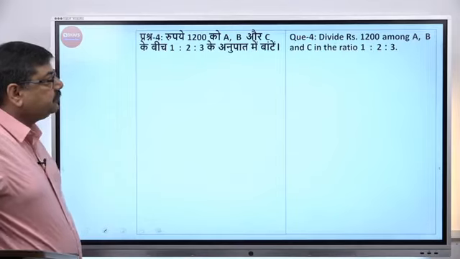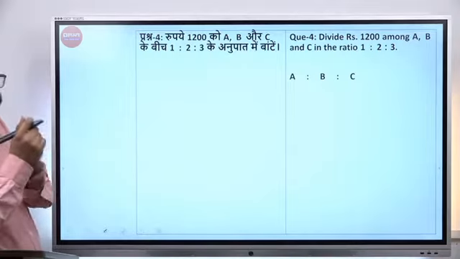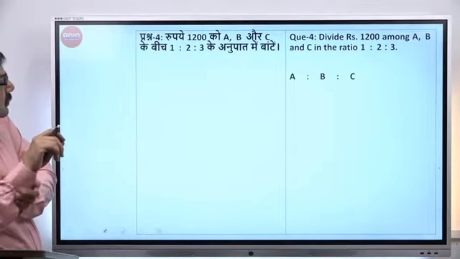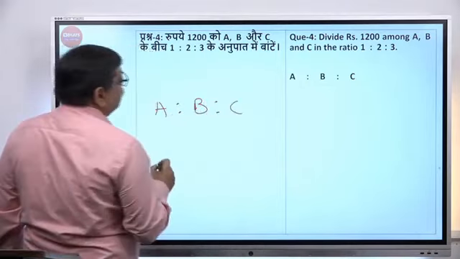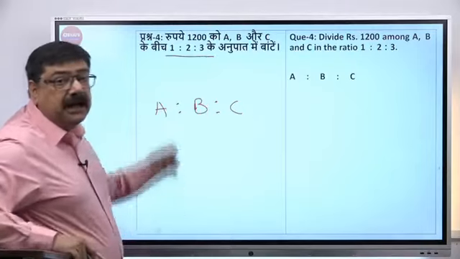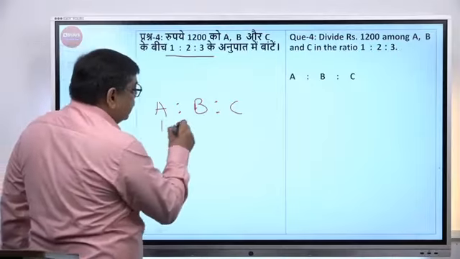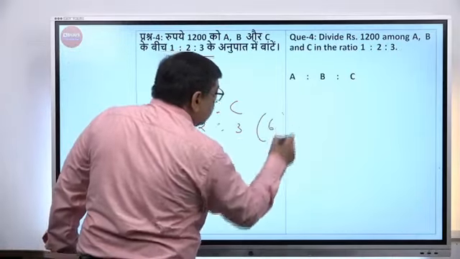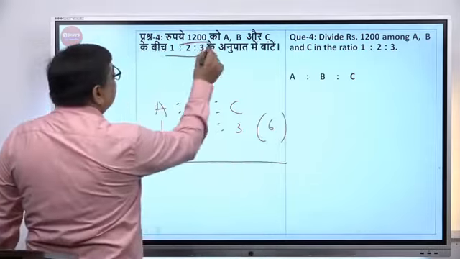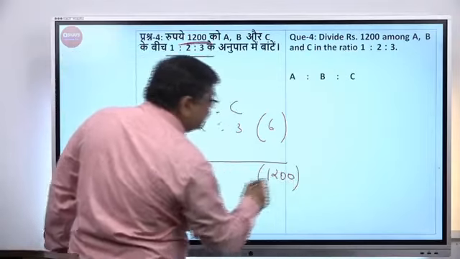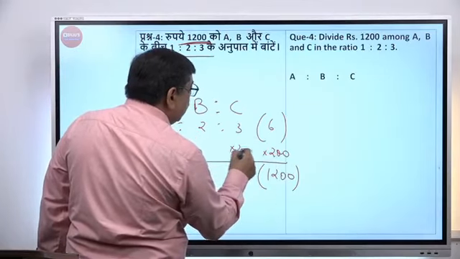Please hurry up. All right, so I think some of you are already done with it, correct? So A is to B is to C is already given to you here as 1 is to 2 is to 3. Write it the same way, and the total coming out to be 6, correct? And you have to divide 1200 rupees. So the total sum here is 1200. Okay, 1200 by 6 is nothing but 200. Multiply all these values by 200.